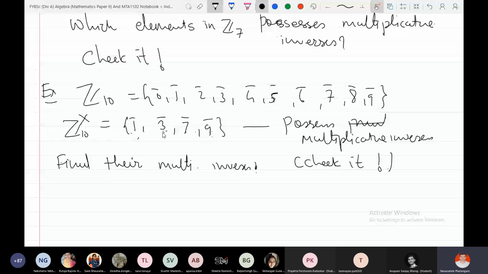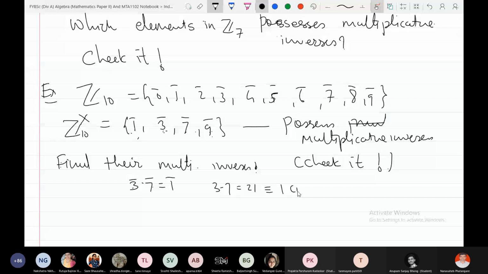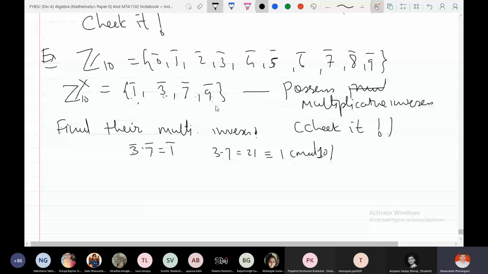And which one is it? 7 bar. 3 bar into 7 bar is 1 bar, because 3 into 7 is 21, and 21 is congruent to 1 modulo 10. Am I right? Is this clear? Now what is the multiplicative inverse of 9 bar? 9 bar itself, because 9 into 9 is 81, and 81 is congruent to 1 modulo 10.